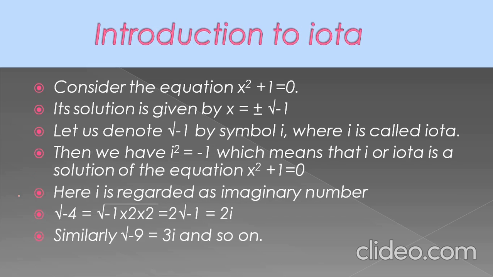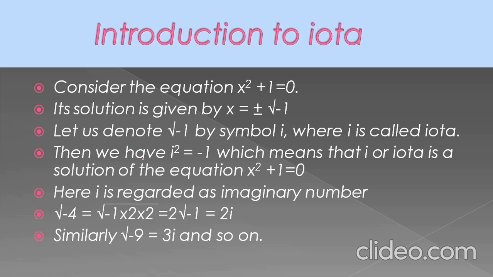First is introduction to iota. So what is iota? For this we consider the equation x square plus 1 equal to 0. If we solve this equation, what we get as solution is x equal to plus minus square root minus 1. Now this square root minus 1 is not a real number and we denote it by the symbol i, where i is called iota. So iota is equal to square root minus 1.